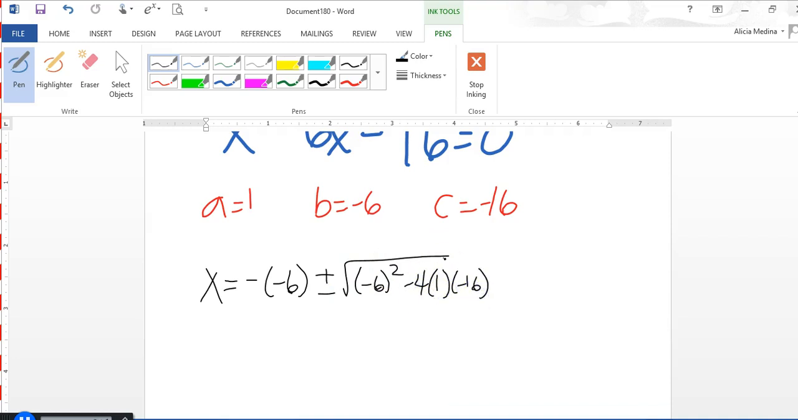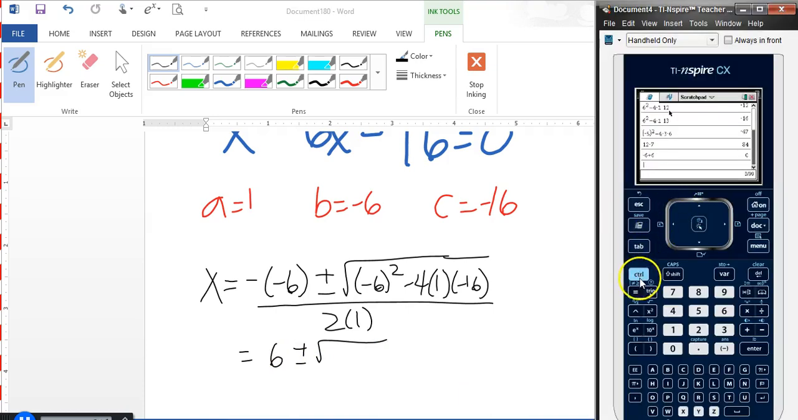Again, please stop watching the video if you know how to factor. This is just in case for those that want to do it by the quadratic formula. All over 2 times 1. Alright, this is going to be my negative times a negative, which gives me a positive 6 plus or minus the square root. When I plug that all in underneath the radical, I use my calculator here: parentheses, negative 6 quantity squared minus 4 times A times C. Enter. That's going to give me 100.